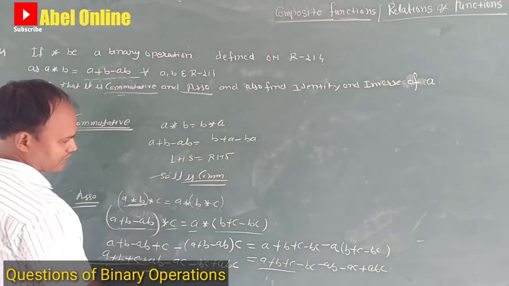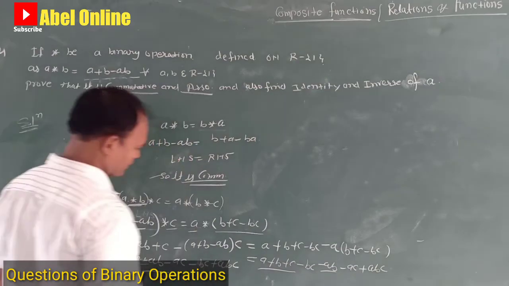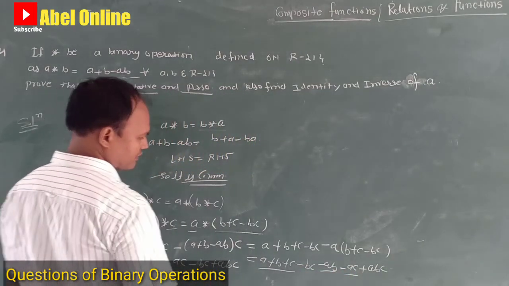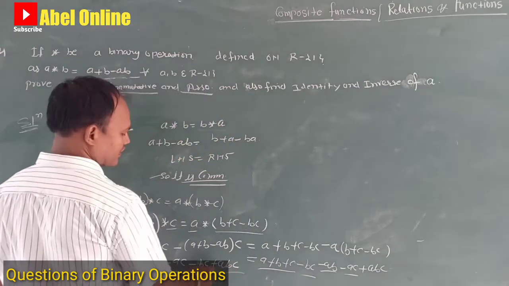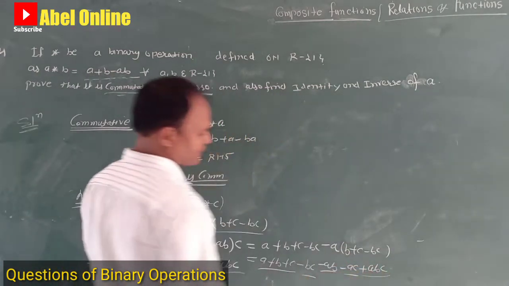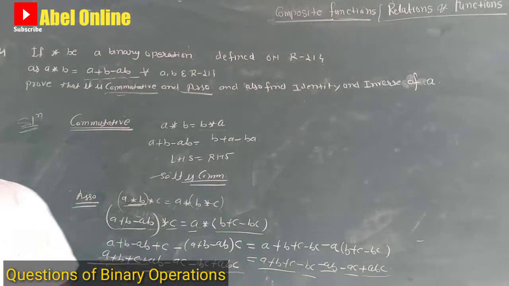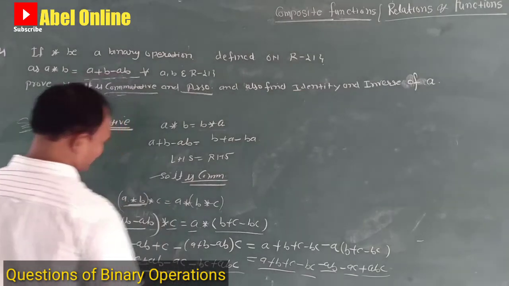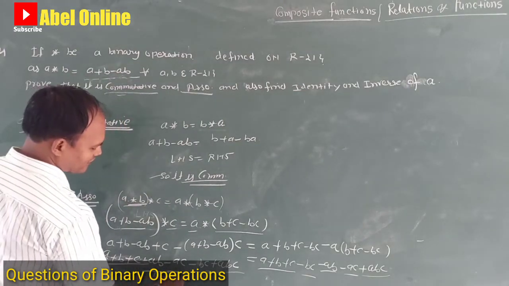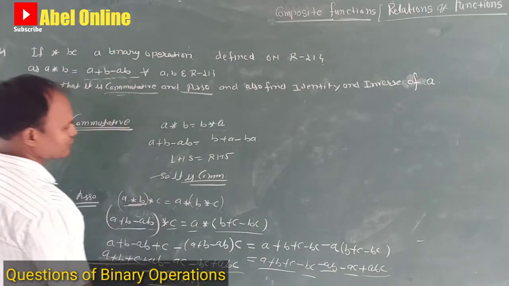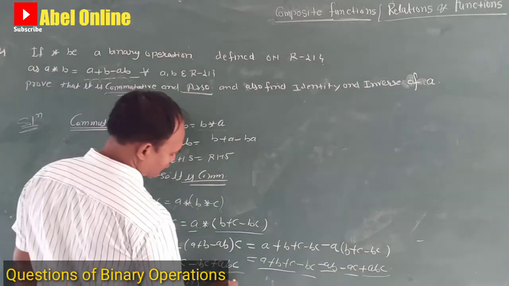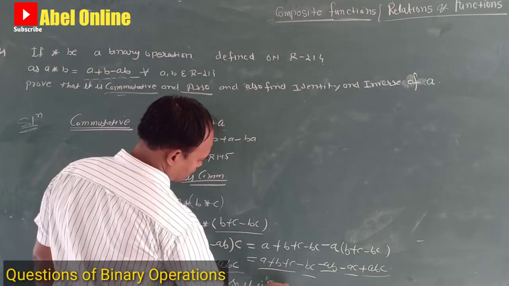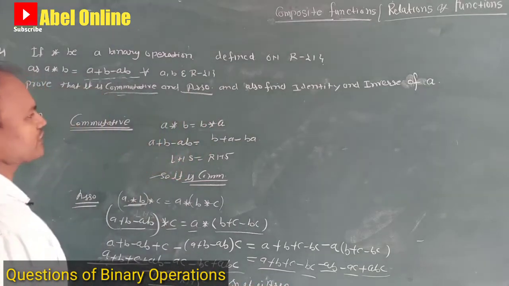There is the minus AB, there is the minus AC, there is the minus BC, and here is A plus B plus C, and here is also A plus B plus C. So we can say that LHS equals RHS. So it is associative. So students, it is associative.